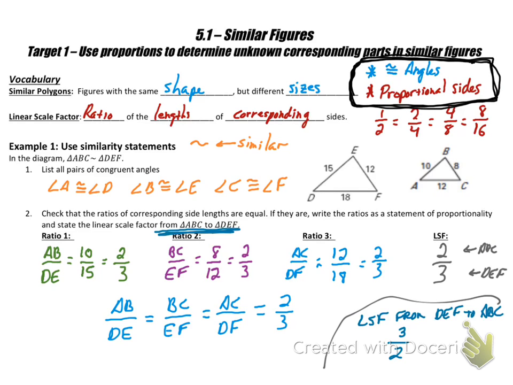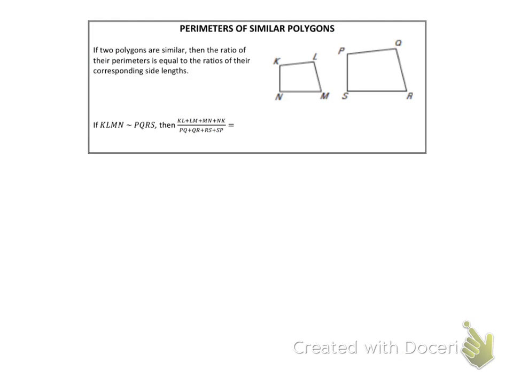We'll be setting up proportions and solving those. So another concept is the perimeters of similar polygons. We haven't really talked about perimeter much this year, but remember, perimeter of an object is just adding up all the sides. And so if you add up all the sides and get that number, that's still a one-dimensional number.